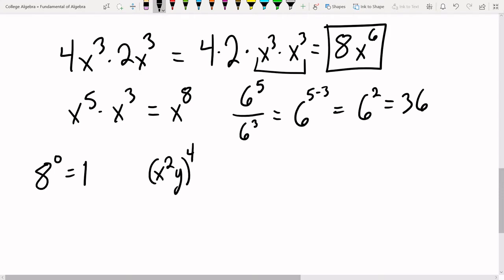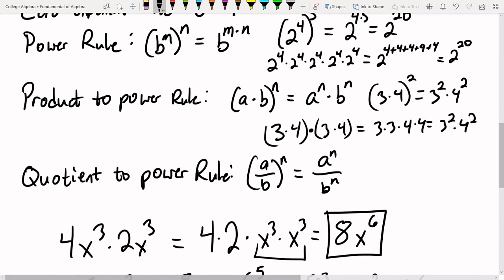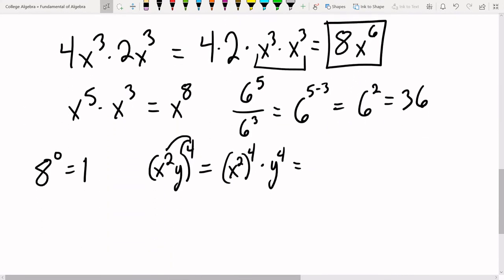x squared y to the 4th power. Here we have a product of two bases, x and y, and it's being put to a power 4. This 4 can be distributed to be x squared to the 4th power times y to the 4th power. And now we have x squared to the 4th power. That's a power to a power, so we can use the power rule here, which is power to a power, and we multiply the powers. 2 times 4 is 8. So we get x to the 8th times y to the 4th.